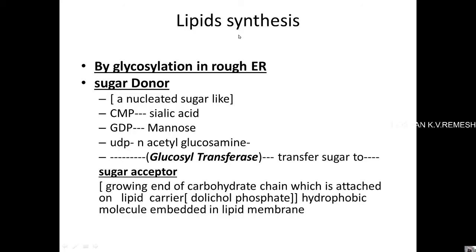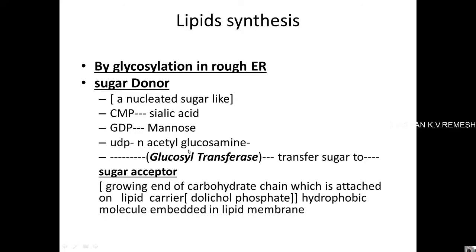And in the case of lipids, some of the lipids are glycolipids. Glycolipids are the lipids that are glycosylated. Glycosylated means those lipids having carbohydrate moieties or molecules. So this glycosylation is also happening in rough endoplasmic reticulum. The sugar donors of the glycolipids are always nucleotide sugars. Examples are CMP sialic acid, GDP mannose, UDP N-acetyl glucosamine, etc.